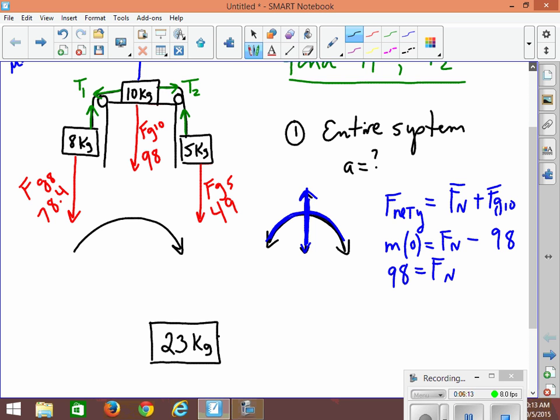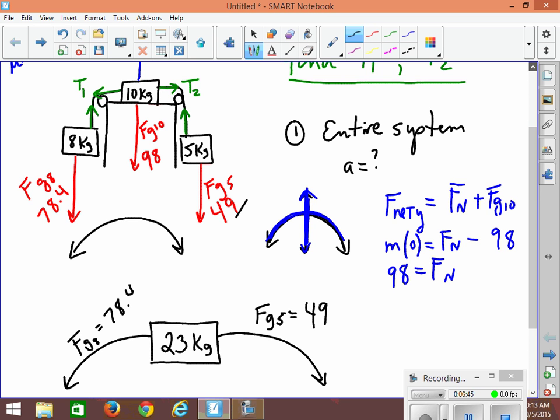Well, if I draw that here as a force, we have the force of gravity on the 5 kilogram block over here, which is 49 newtons, trying to make the system go sort of that way. On the other side, we have something trying to make it go the opposite direction. It's the weight or the force of gravity on the 8 kilogram block. So it's Fg on the 8, and that is 78.4 newtons. The only other thing that's acting is this frictional force, right?